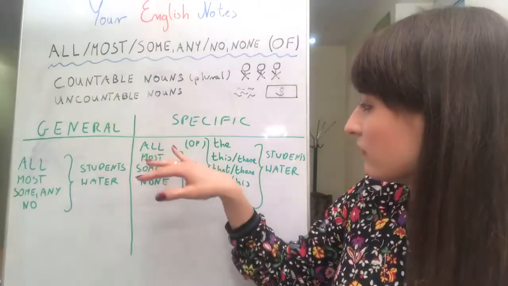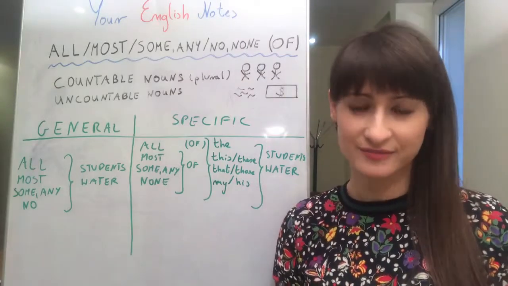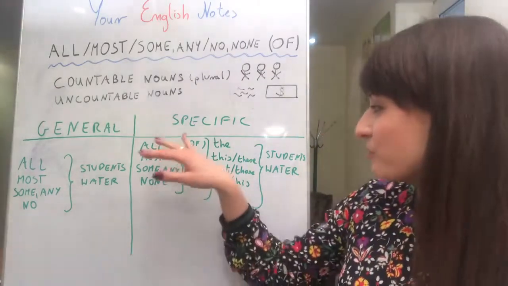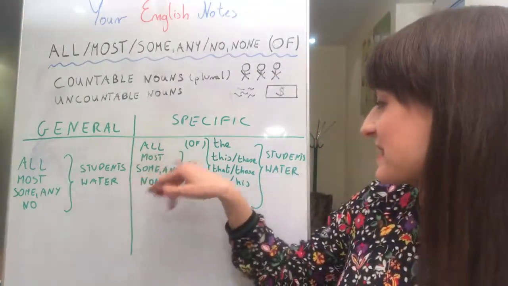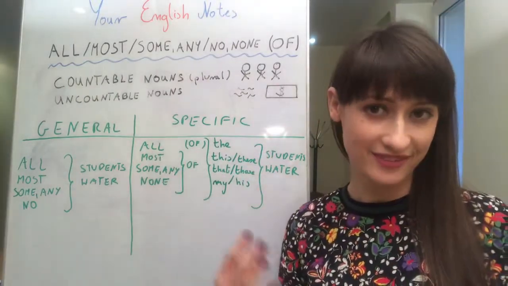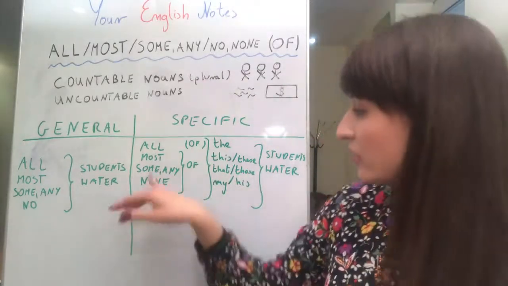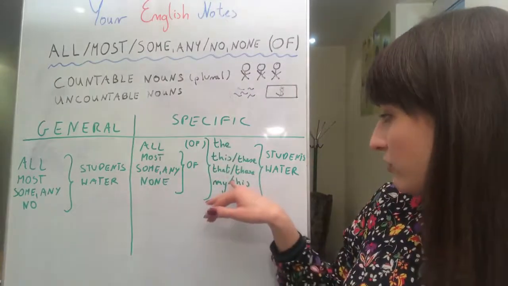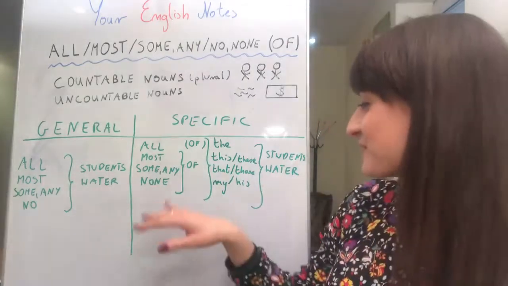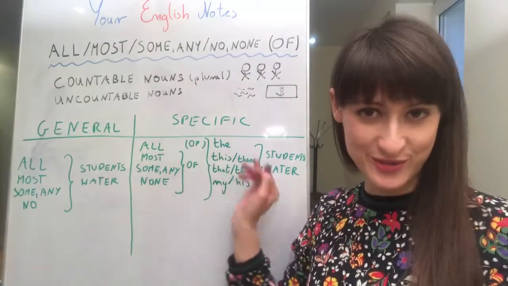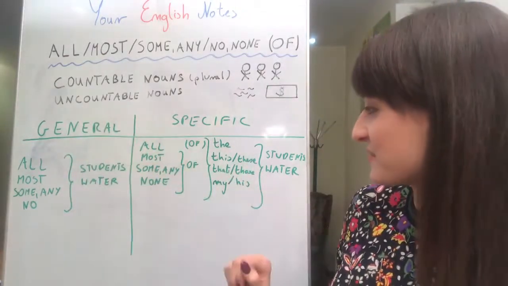So for example, all the students or all of the students in my classroom have pets, for example, and most of the students have dogs, let's say. Some of the students have cats. And for example, someone can ask a question: Do any of your students have hamsters? And I will say no, none of my students have hamsters. I hope you understand this difference here.